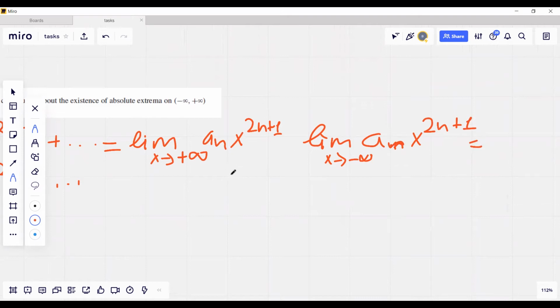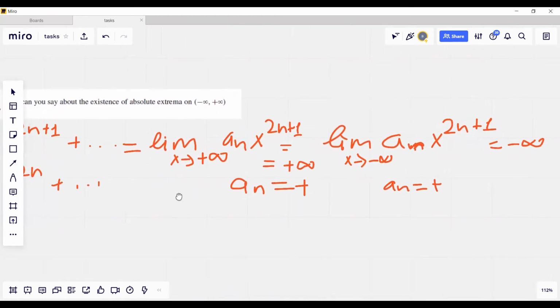let's compare these two for the case when an is positive. So that limit will be equal to plus infinity, and this limit here will be equal to minus infinity then, since this will go to minus infinity, meaning that our polynomial will not have absolute extrema. And in the case when this coefficient is negative, the same is going to happen. This limit will go to minus infinity, and that limit will go to plus infinity, meaning again that our polynomial will have no absolute extrema.